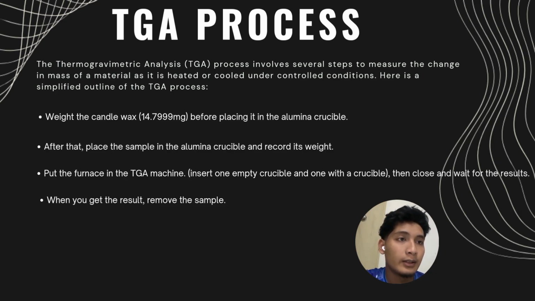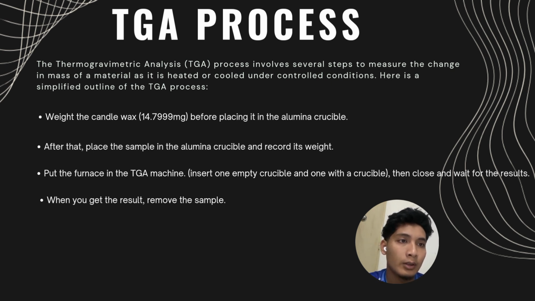Next, the TGA process. The thermogravimetric analysis, or TGA, process involves several steps to measure the change in mass of a material as it is heated or cooled under controlled conditions. This is a simplified outline of the TGA process.